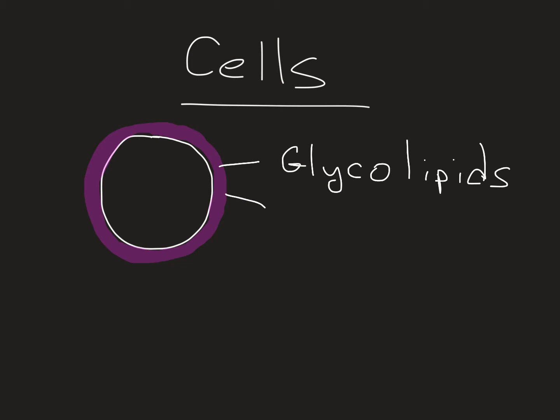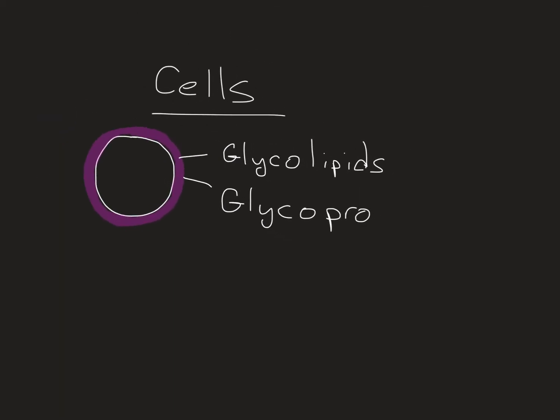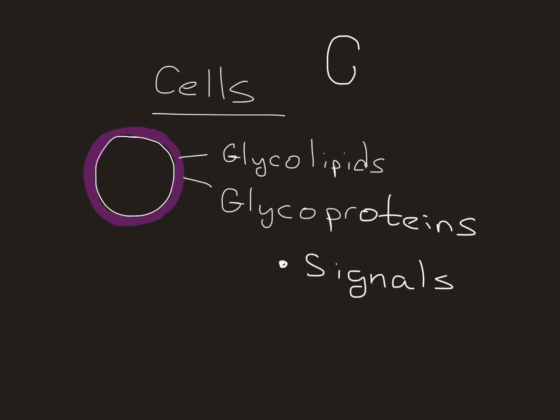There are these things called glycoproteins. Glycoproteins again are sugars that are attached to what? Protein. To proteins. And these both act as signals, almost like a key in a lock or a flag.